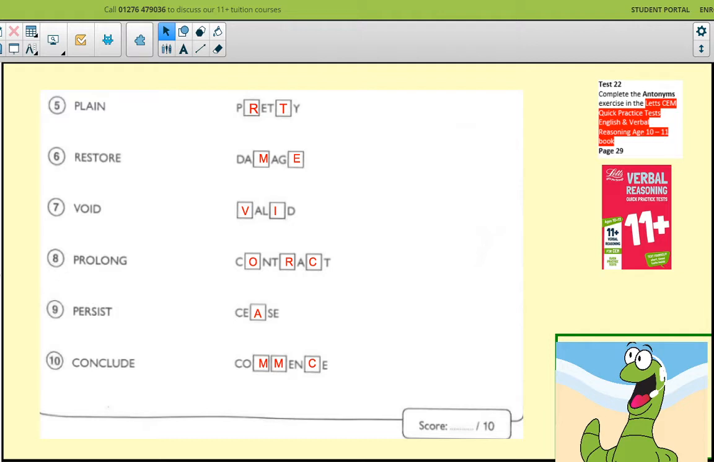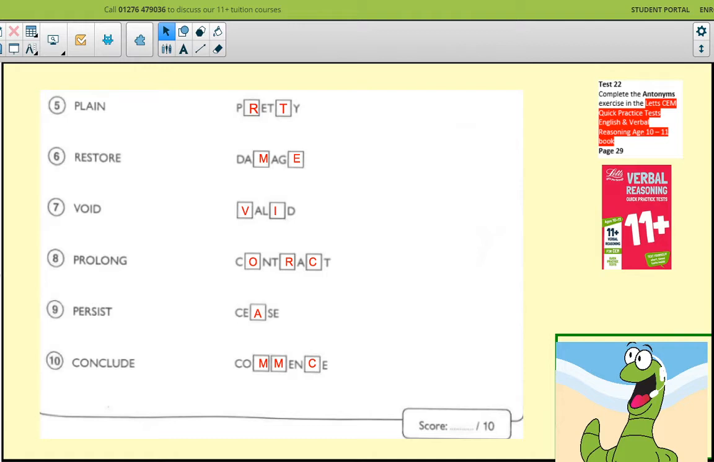Void, this could mean something that's empty, but in this case, because the antonym is valid, that means it's true and correct. Void means the opposite of that. It's null and void. It's something that you can't use, for example. You might see it on a ticket for something. If you remove a certain part of the ticket with the barcode on, for example, your ticket would become void, which means you can't use it.